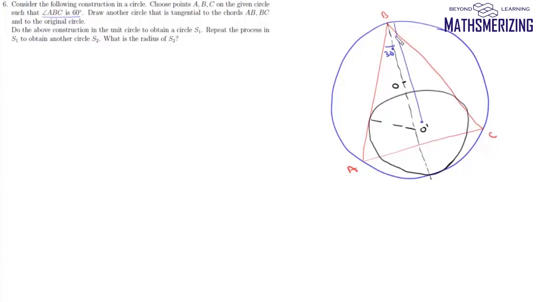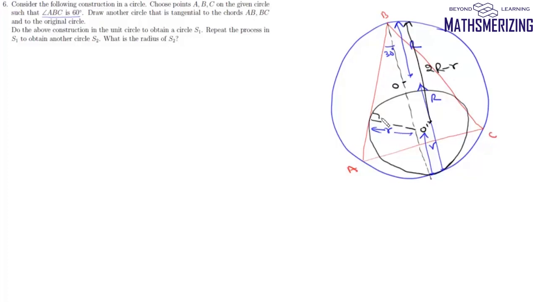Suppose this radius is capital R and the radius of this smaller circle is small r. Now we know that this is R, this also is R, and this distance is small r. Then we can write this distance from B to O dash, and this distance will be 2R minus r.